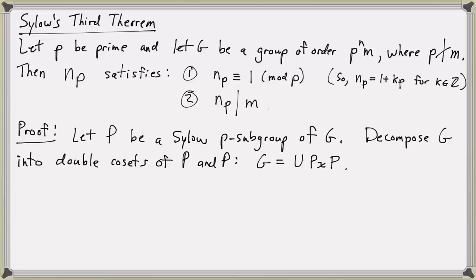So we've already shown that we know how to count the number of elements in a particular double coset. So we know how many elements are in a particular double coset.